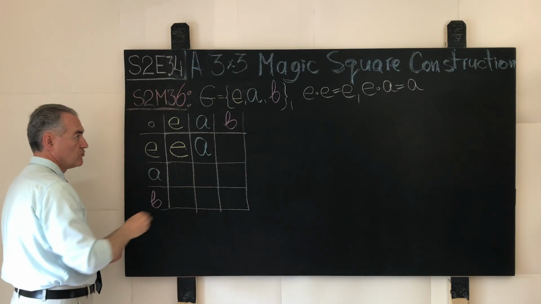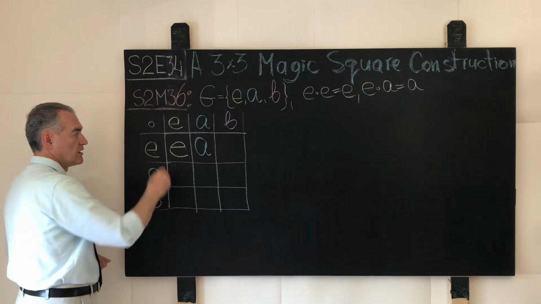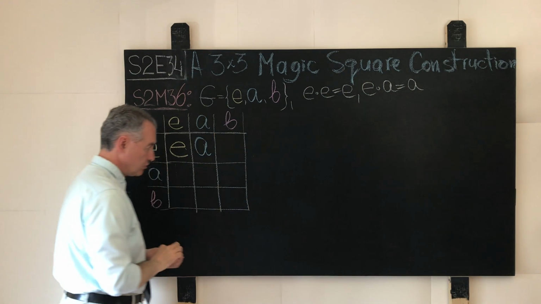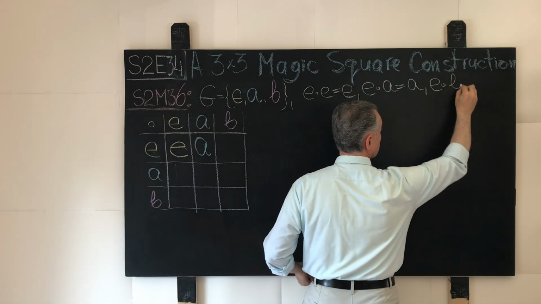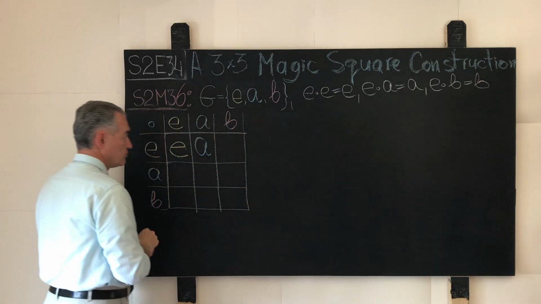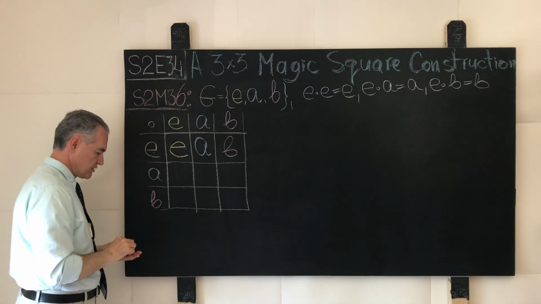In the same way, what will be the contents of the upper rightmost cell? E on the left, B on the right, connected with the group product like so. Let me write it down over here for you. E times B will be B. So here we write the element B right away without thinking much about it.